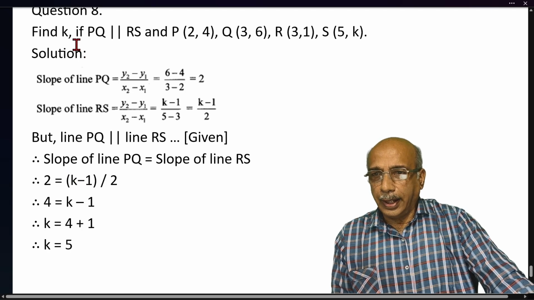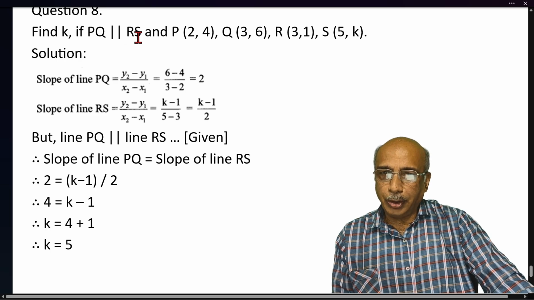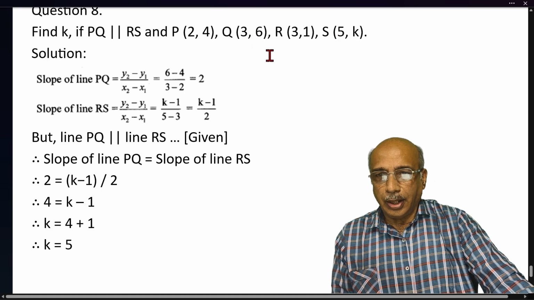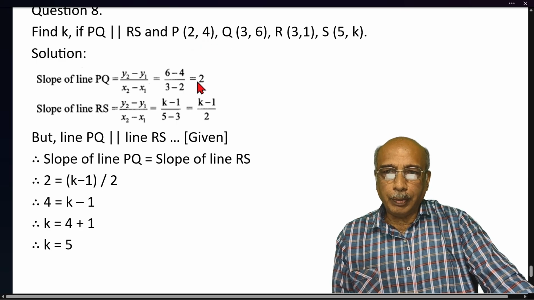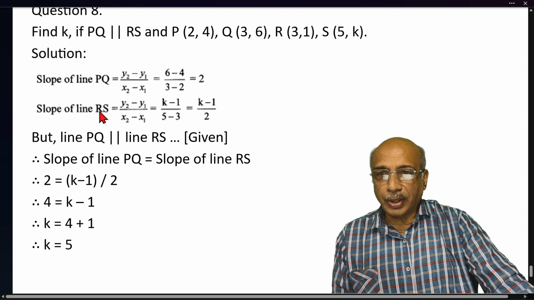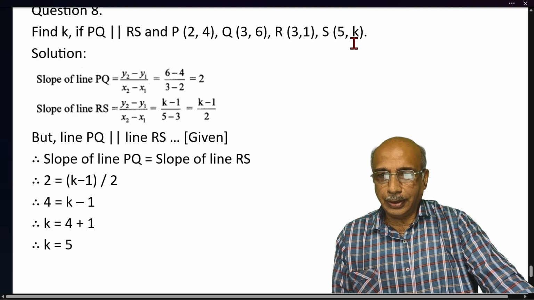Here, find k if PQ is parallel to RS. The condition is given: PQ is parallel to RS, and the coordinates of P, Q, R, S are given. As you know, you know how to calculate the slope of line PQ by taking the coordinates. Slope of line PQ will be 2, and slope of line RS will be k minus 1 upon 2, because the k term is given there.